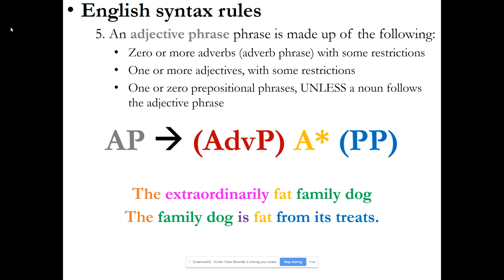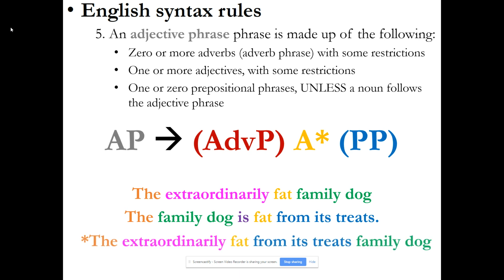Now, here's another example of how adjective phrases might show up in sentences. The family dog, noun phrase, is, we have a nice verb there, fat, adjective, from its treats. So all you have for the adjective phrase there at the end is an adjective, fat, followed by the prepositional phrase, from its treats. We're learning why the dog is fat.